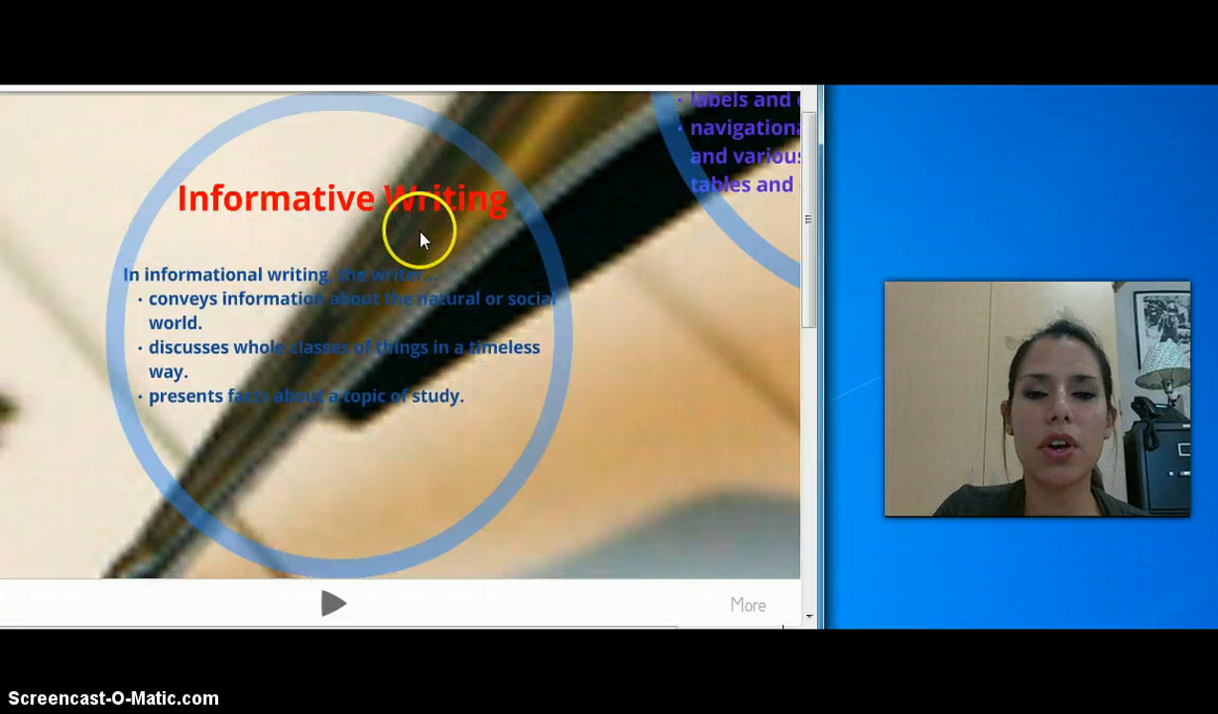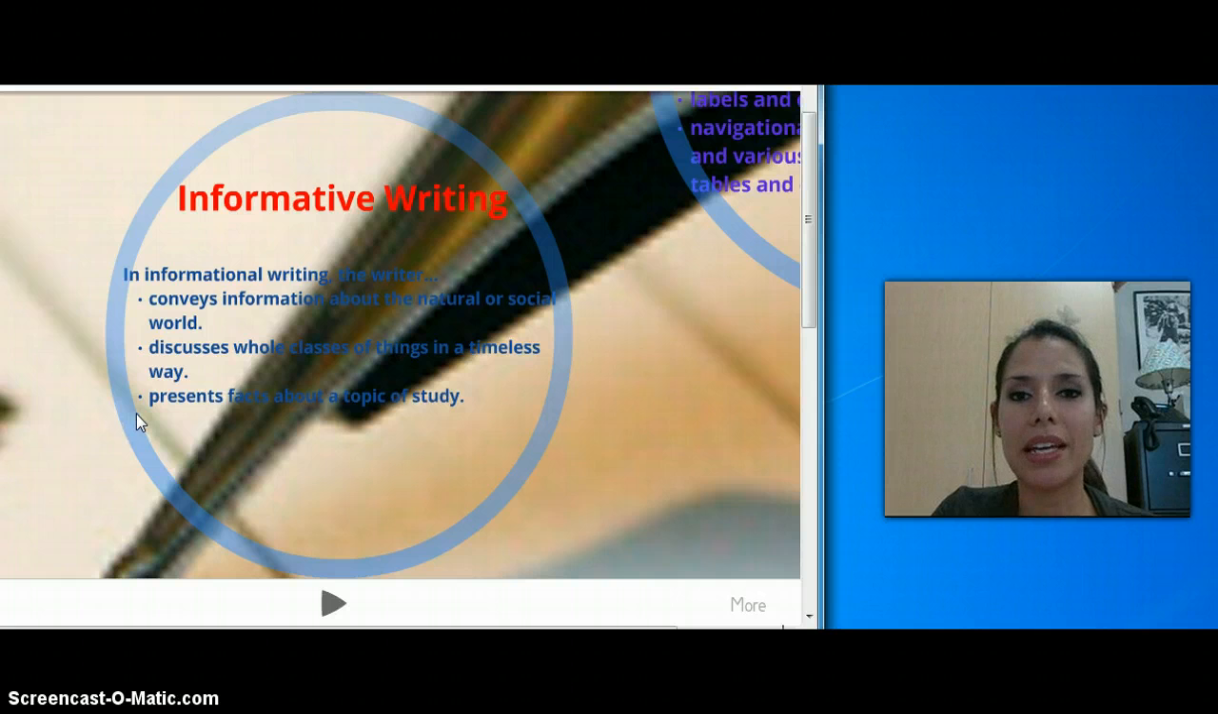So let's focus first on informative writing. In informative writing, the writer conveys information about the natural or social world. The writer discusses whole classes of things in a timeless way, so categorization, classification, and presents facts about a topic of study. So informative writing is more based on study.